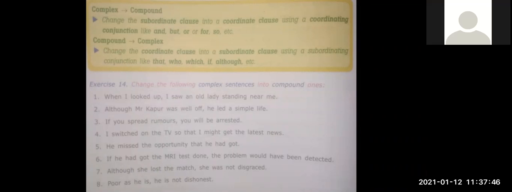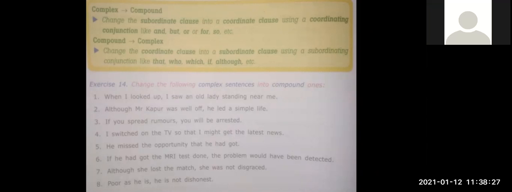You need to convert this clause into a coordinate one. Remove only "when" and put "and" between both parts of the sentence. "I looked up" will become your coordinate clause. It has its finite verb, and "saw an old lady standing near me". I looked up and saw an old lady standing near me. Right everyone? We will remove "I" from the second part because the subject of both parts is the same, and that is I. Let's go to the next sentence.